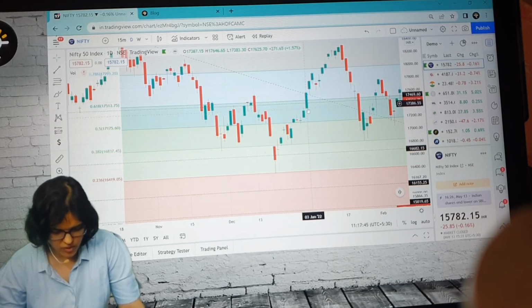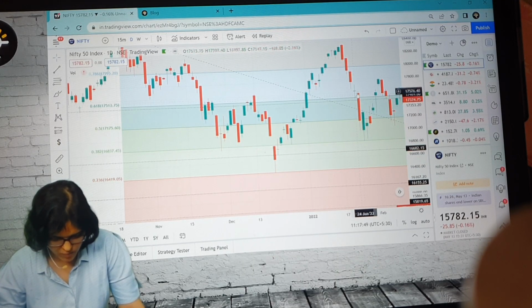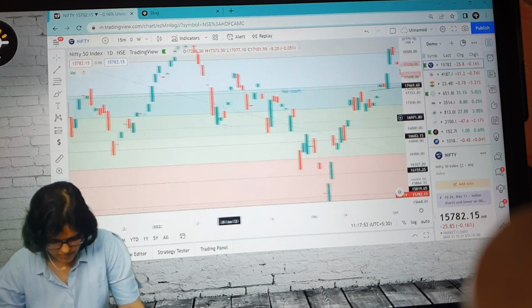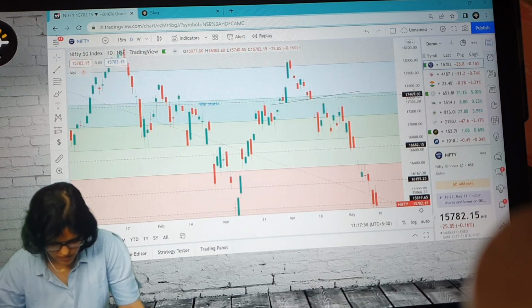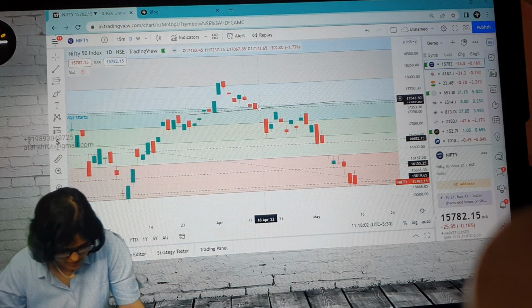Bounced back from here, again going up, fell down, and this level is again broken by the big red candle. Correct? And down and down. Now is the big question. Now if you see here, we are coming to the latest points. Is it spending some time here? Yes, but broken. Oh my God!